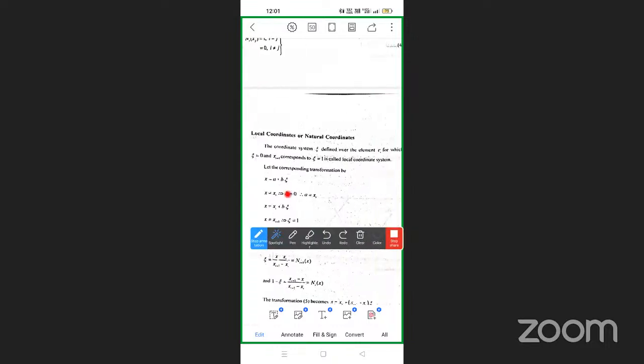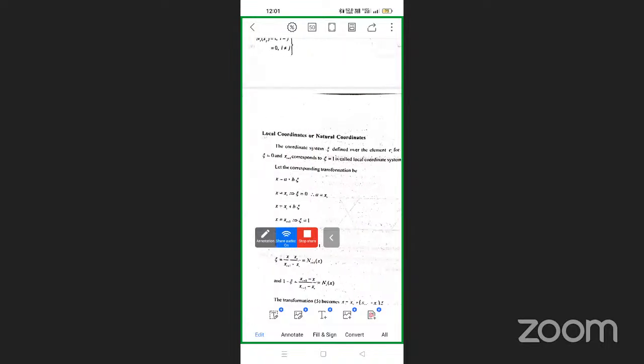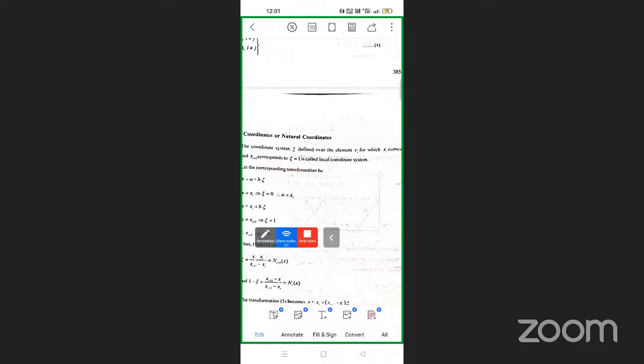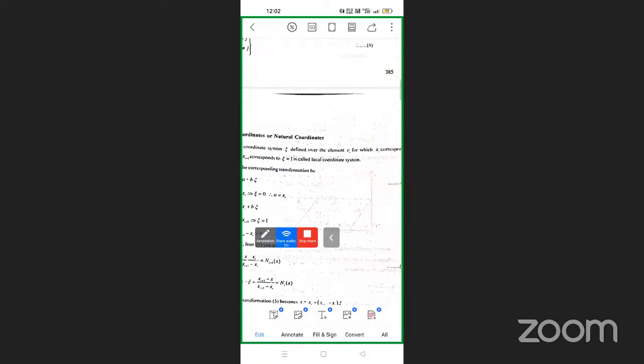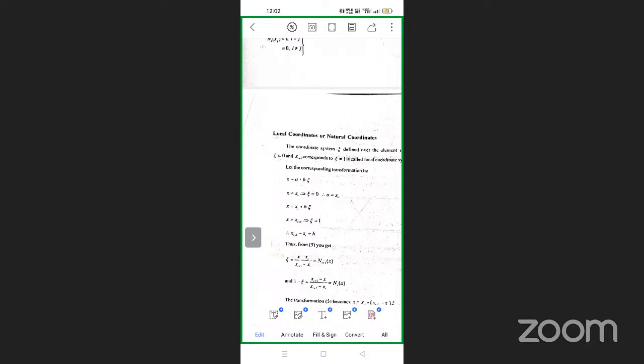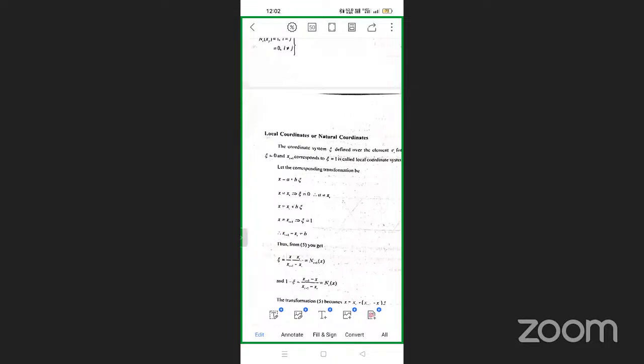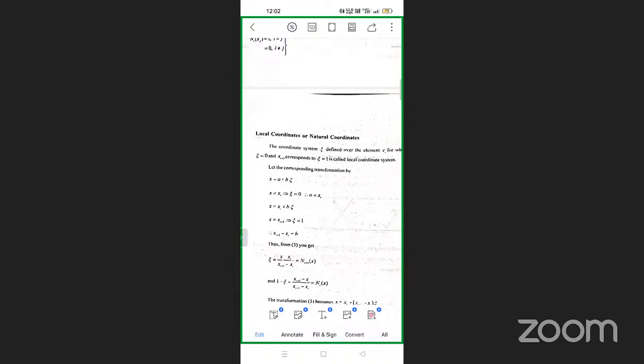The coordinate system xi defined over the element e, for which x corresponding to xi equals 0 and xi plus 1 corresponding to xi equals 1, is called the local coordinate system. So this is the definition of the local coordinate system. Once again, the local coordinate system xi is defined over the element e for which x corresponding to xi is 0 and x corresponding to xi plus 1 is 1.